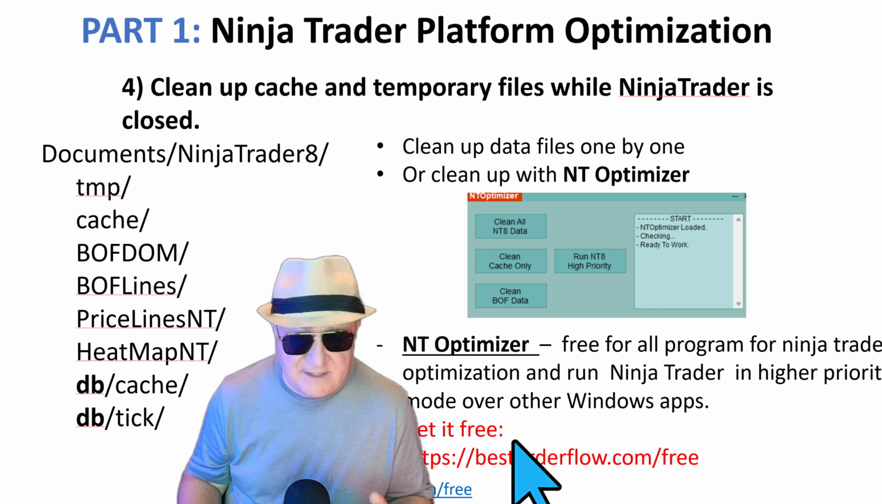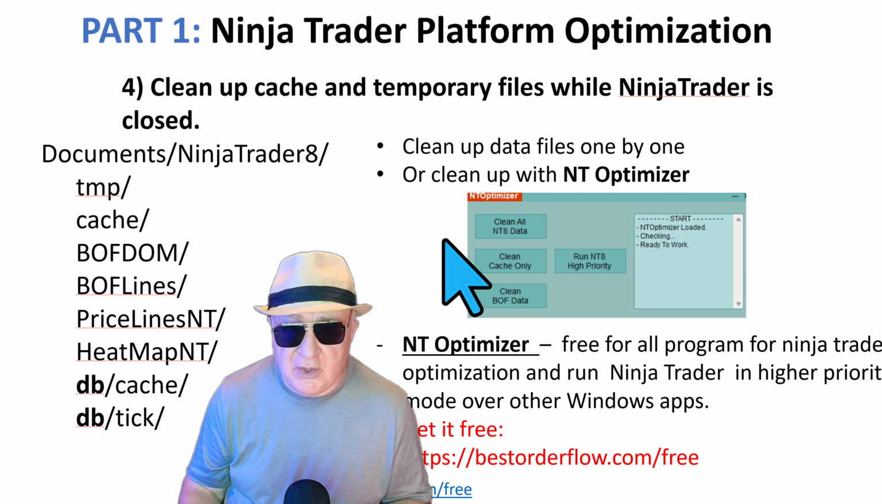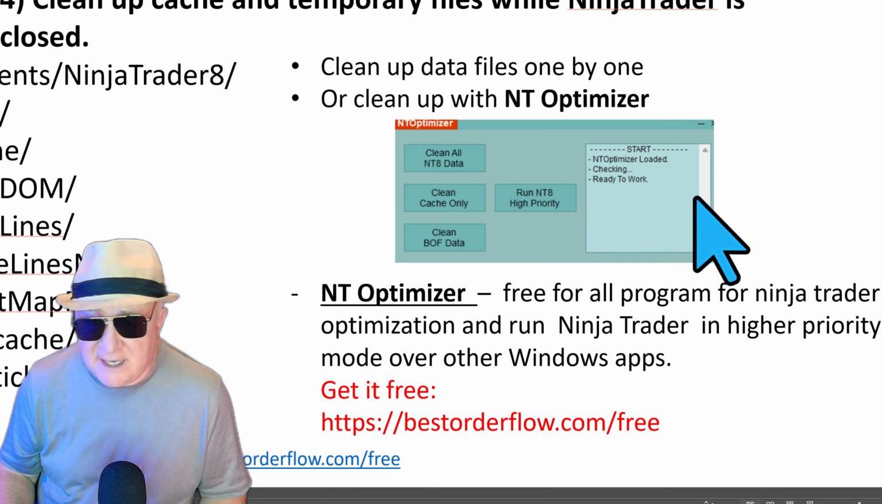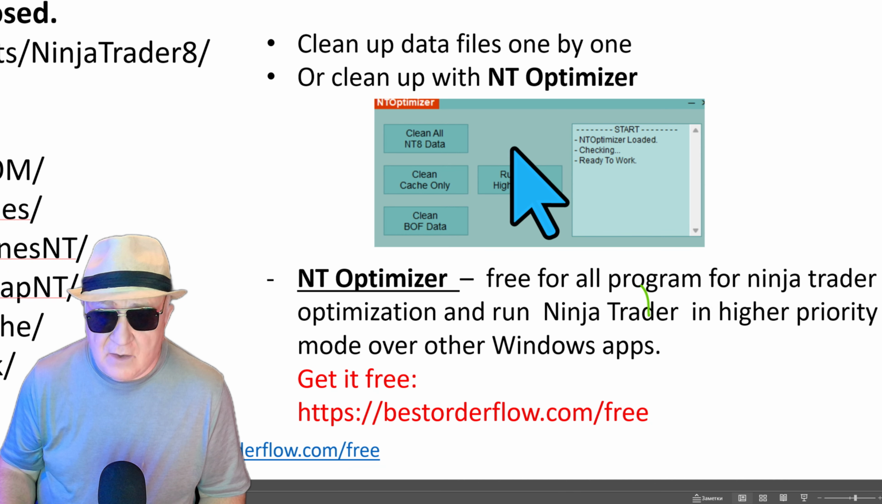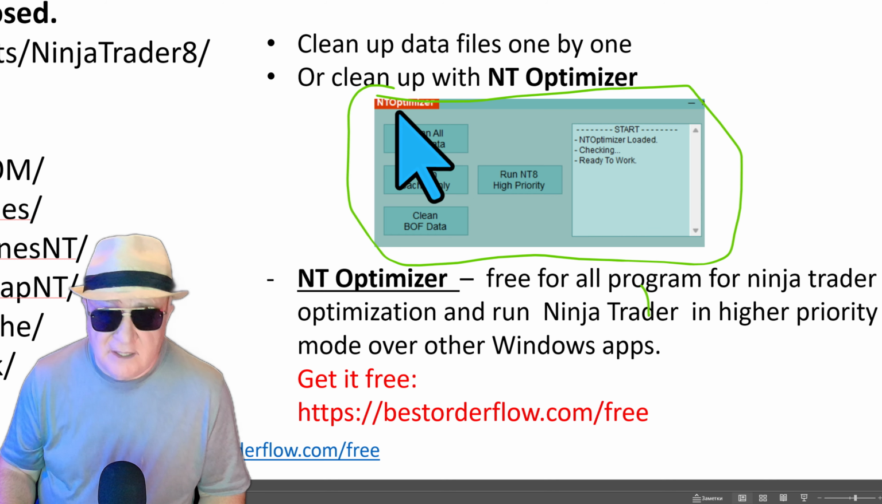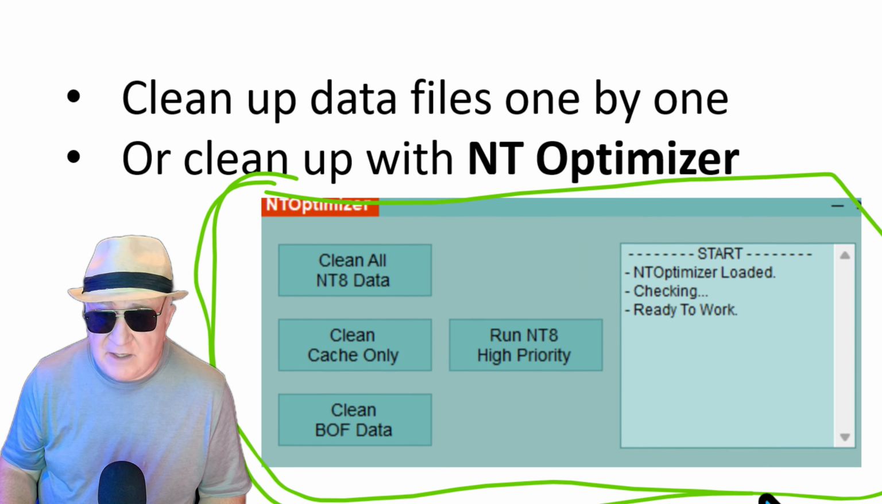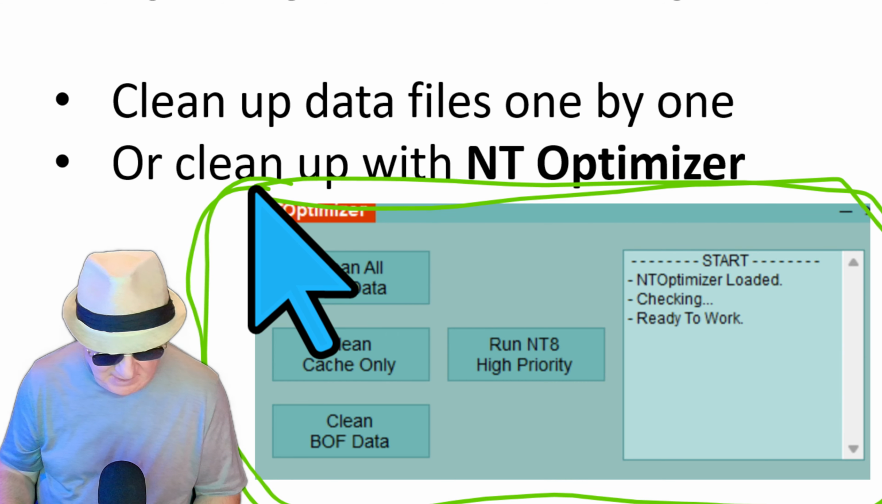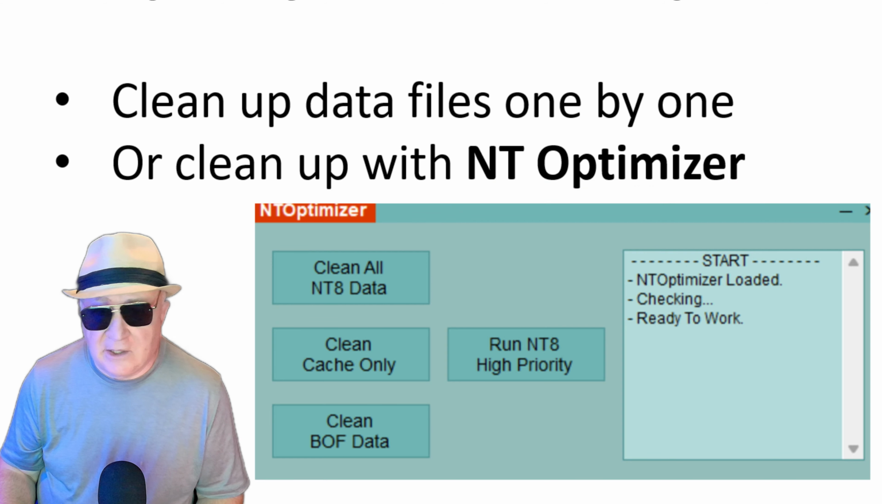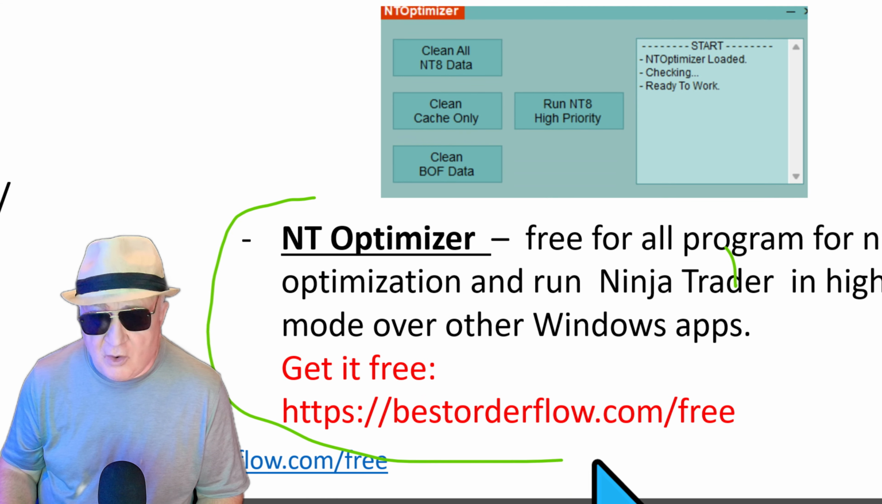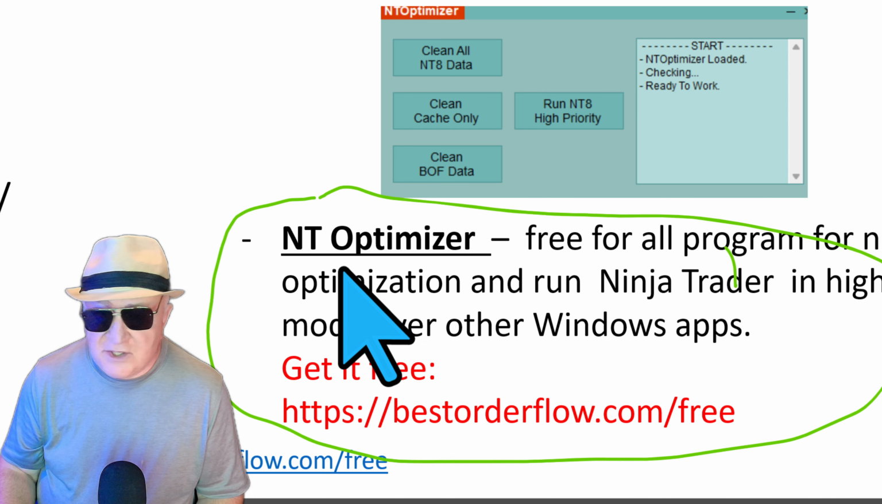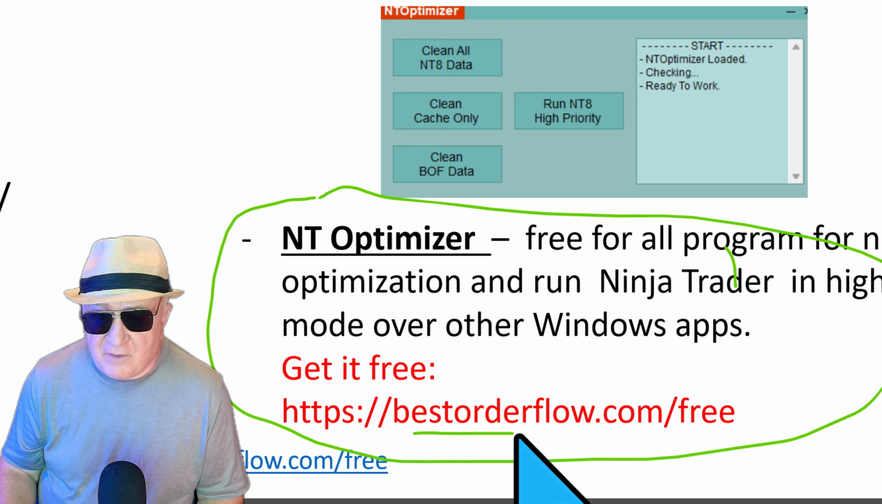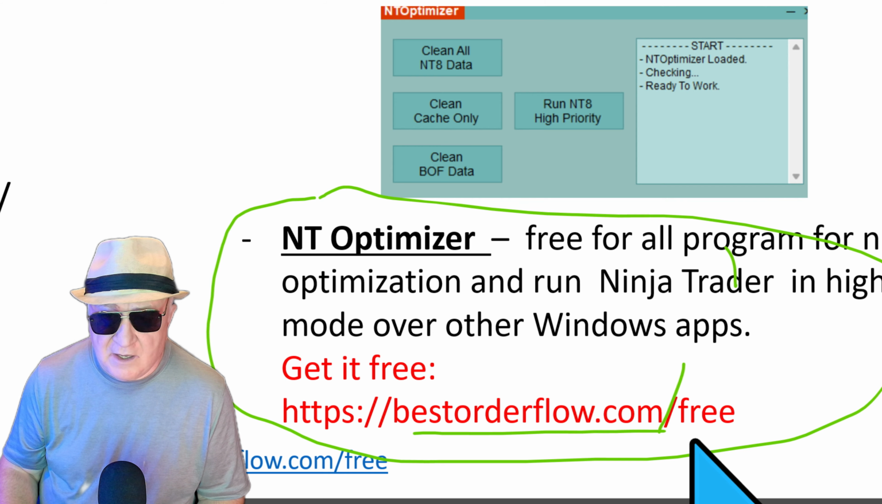But we have a very simple app for you to use to clean up the data files and the cache. This is called NT Optimizer. You can install it on your computer, and because it's a very new file, you need to let your antivirus recognize it as safe. You can download the NinjaTrader Optimizer without any shenanigans, free from bestorderflow.com slash free. There's a free menu on bestorderflow.com.